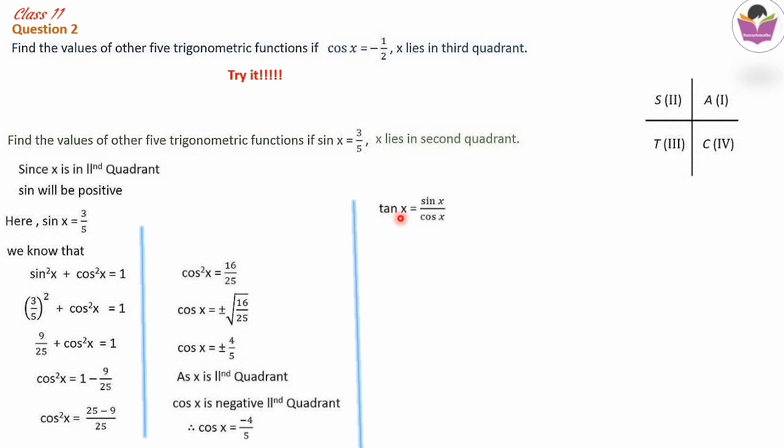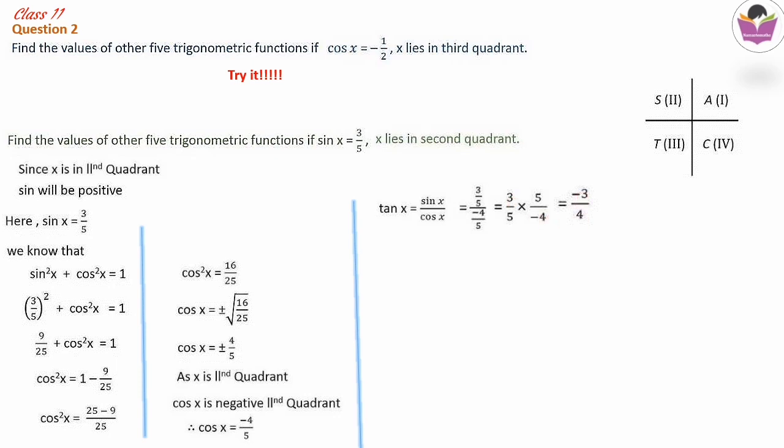Tan x, that is sin x by cos x. So sin x we know that it is 3 by 5. Cos x we know that it is minus 4 by 5. 3 by 5 by minus 4 by 5. Then we will be getting 3 by 5. Division becomes multiplication. Take the reciprocal. Minus 4 by 5 becomes 5 by minus 4. And here 5 we can cancel and we will be getting 3 by minus 4.